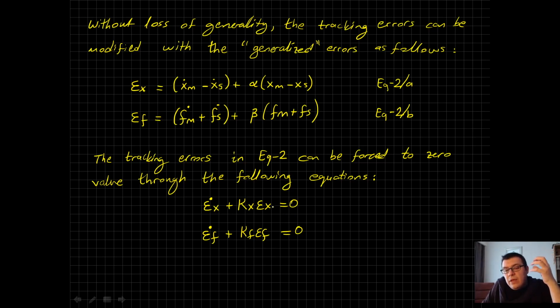So it means that no matter what initial value you have in the tracking error of the position or the force, they eventually move to 0 value after a while proportional to those constants, kx and kf. Let me write here, kx is greater than 0 and kf is greater than 0. You know that these are the coefficients of the decay rate of the error. I can write them as equation 3/a, equation 3/b.